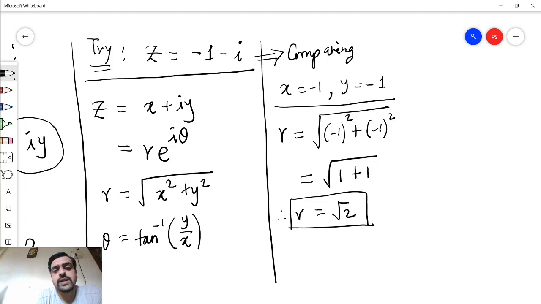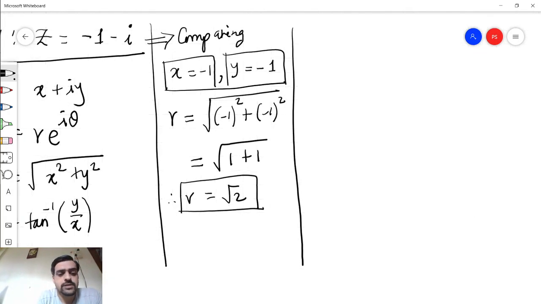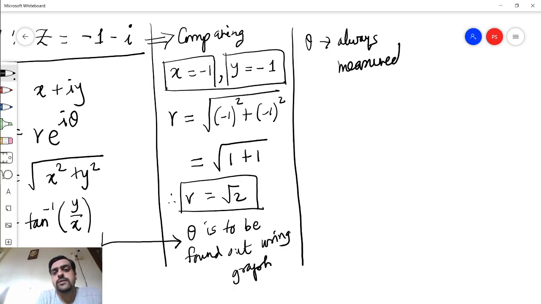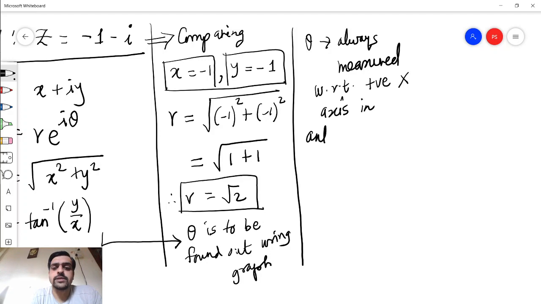Now what remains is to find out the value of theta, which is slightly tricky because even though we have a formula for theta, theta is preferably to be found out using graphical representation, because remember, theta is always measured with respect to positive x-axis in anti-clockwise direction.